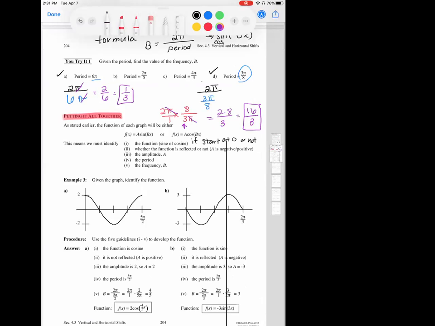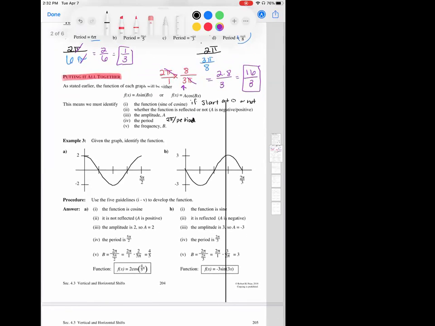2, where the function is reflected or not. A is negative or is it positive? 3, the amplitude A. So how far high our wave reaches, that would let us know our amplitude. 4, the period. Remember, that's our 2 pi divided by your period. And 5, the frequency B, which is the answer we get from that. So let's go ahead and do example 3.